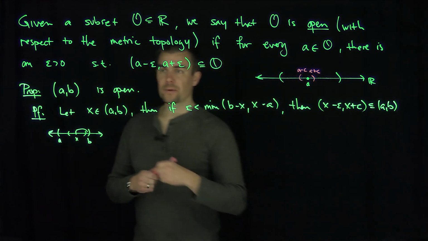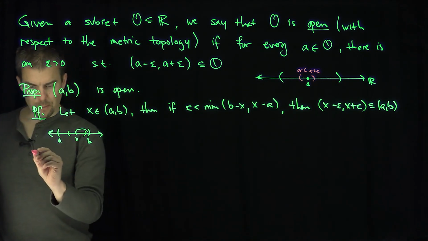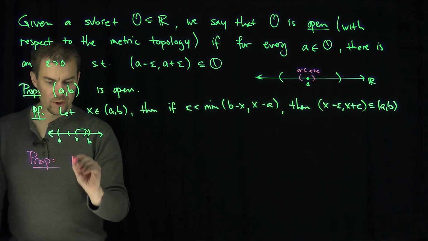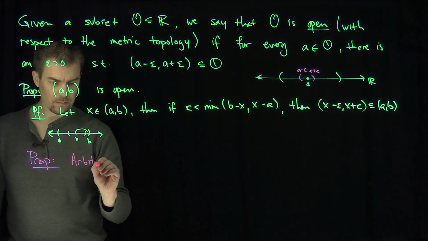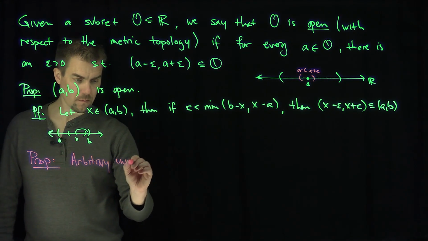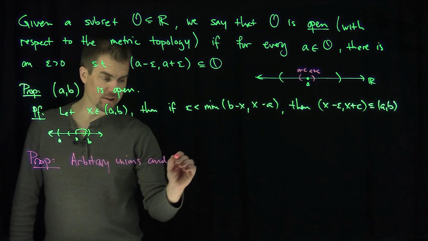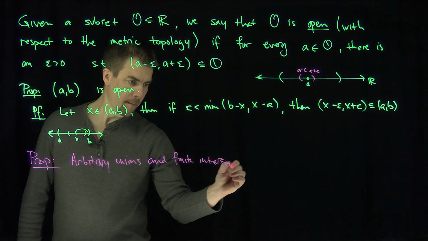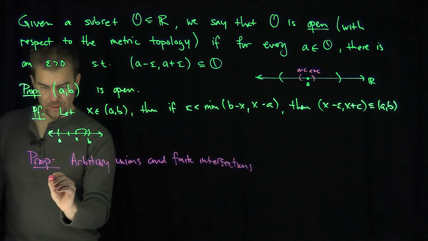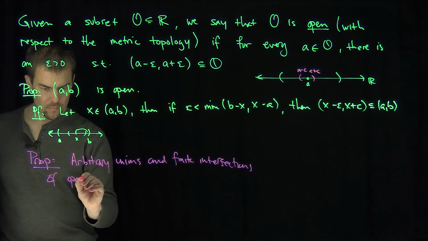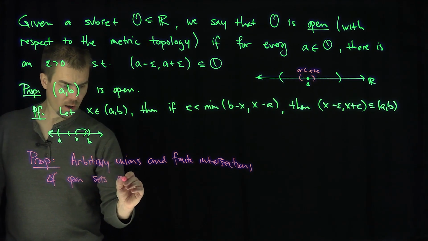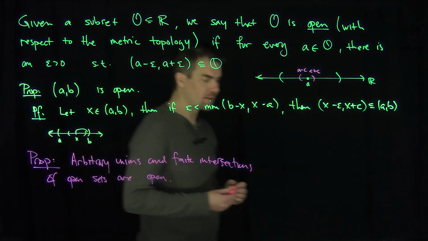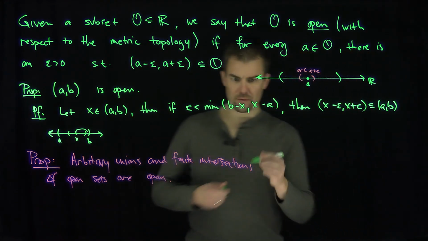And we have the following result about these open sets too. This is an important result. Proposition: arbitrary unions and finite intersections of open sets are also open. Okay, that's easy to see. So the proof of that fact is the following.